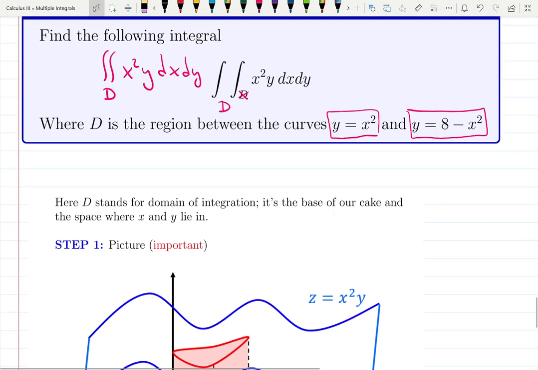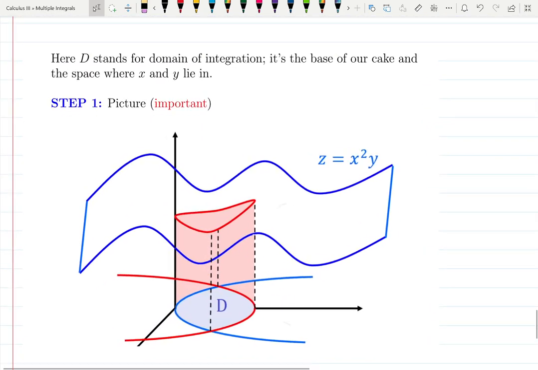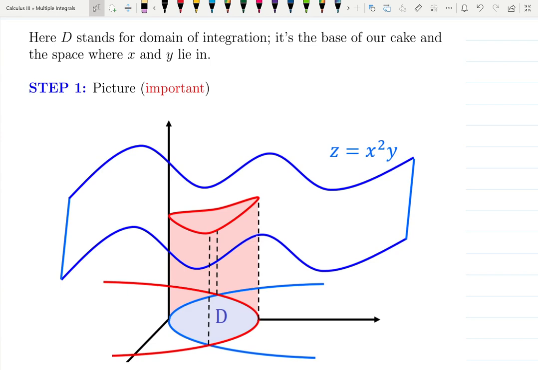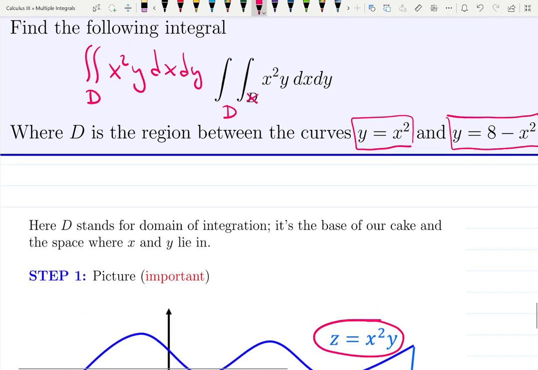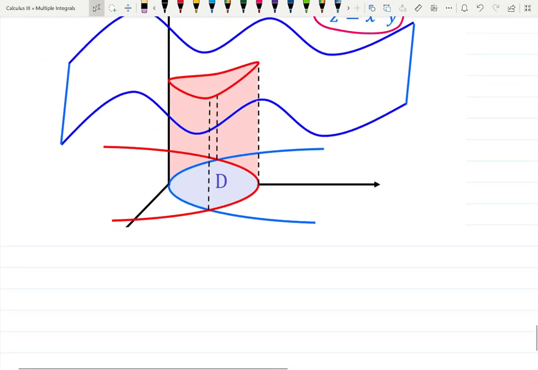So, let's do it. This is the picture of the cake, if you want to see the cake. This curtain in the air is your z, like a three-dimensional surface, x squared y. But the bottom is this D. D is at the bottom. It's the base of the cake.